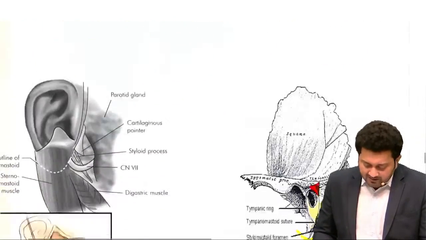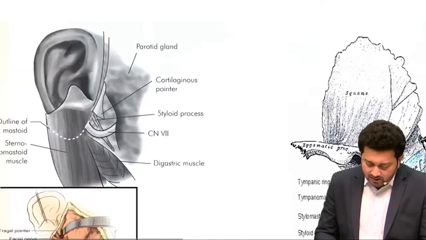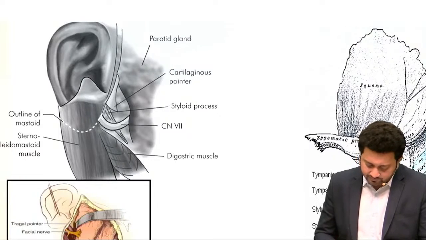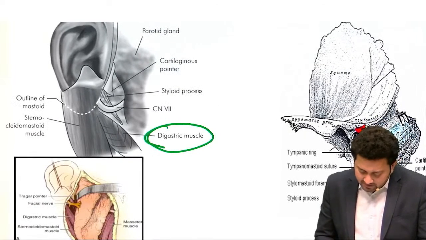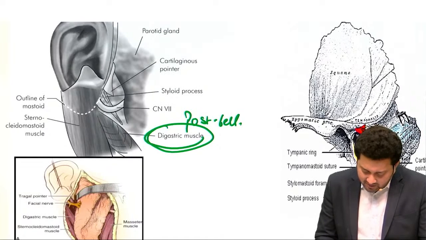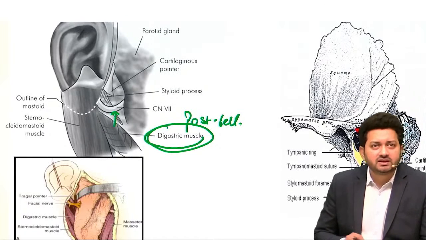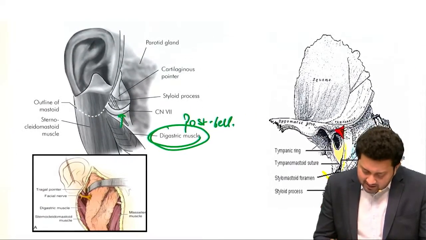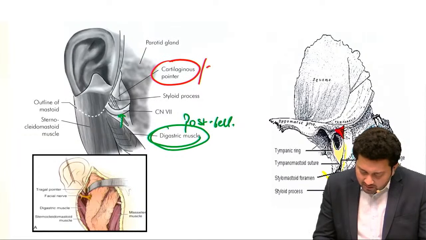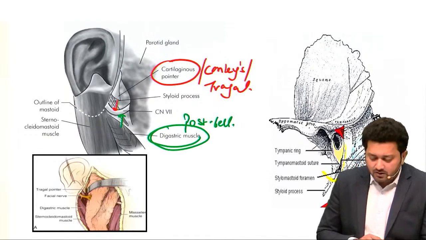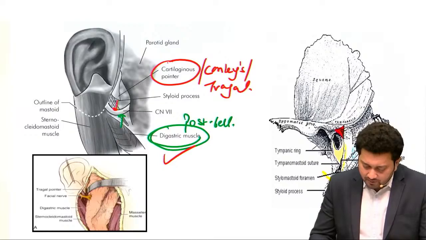Okay, now let's see facial nerve pointers, the markers to identify the facial nerve. This is the digastric muscle, posterior belly of digastric. You can say just above the posterior belly of digastric. This is that cartilaginous pointer, or Conley's pointer, or the tragal pointer. You can see 1 cm below and inferior. These 2 are very important.